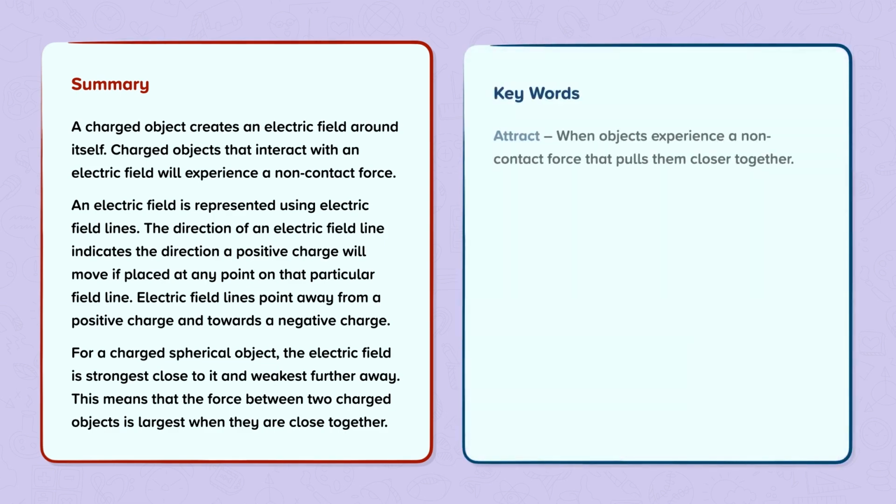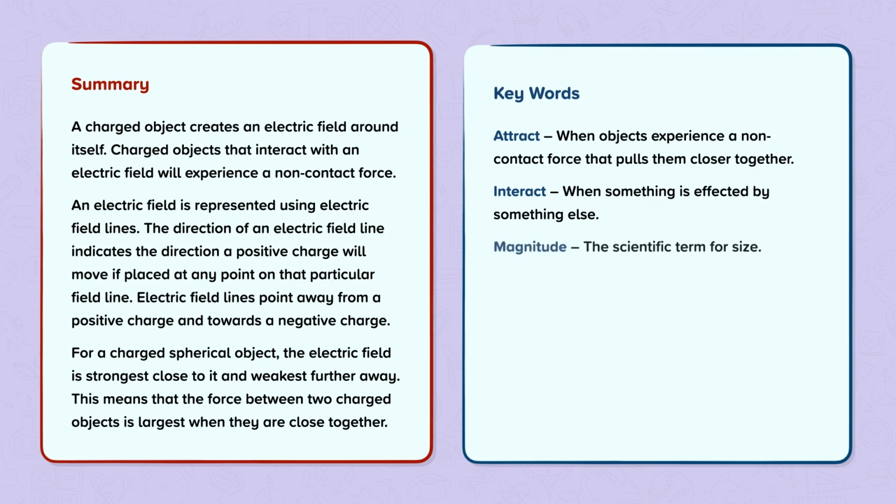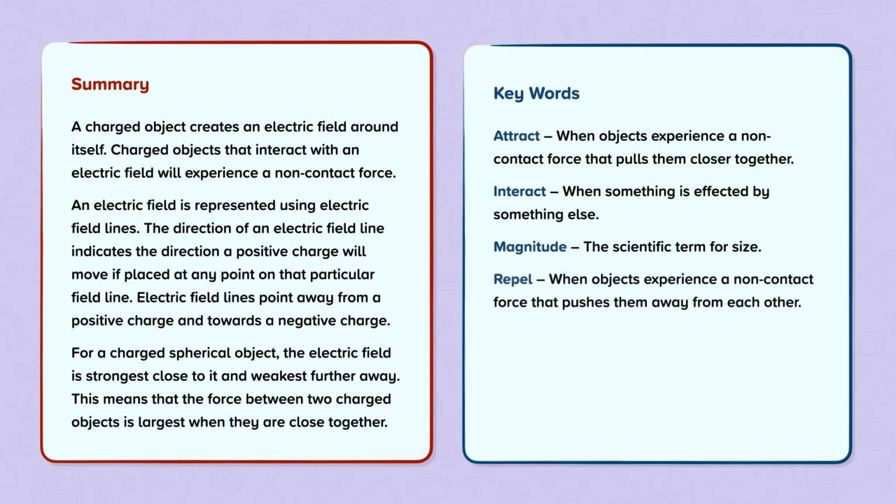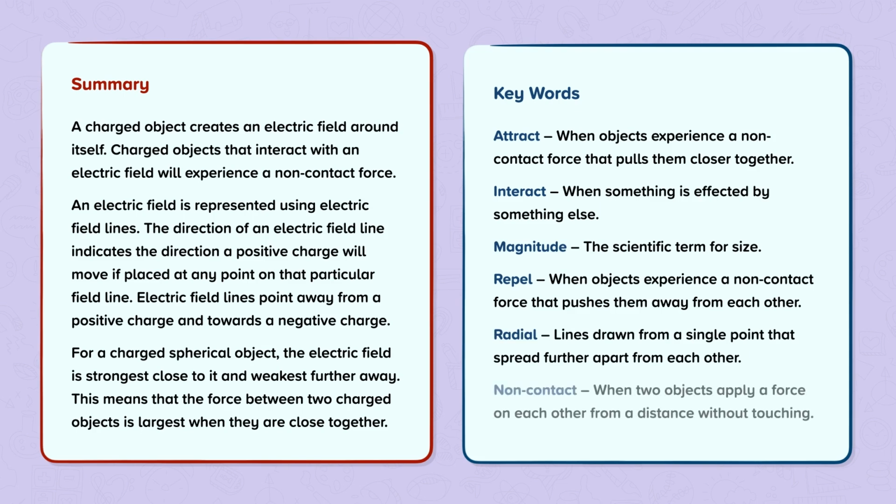Keywords. Attract, when objects experience a non-contact force that pulls them closer together. Interact, when something is affected by something else. Magnitude, the scientific term for size. Repel, when objects experience a non-contact force that pushes them away from each other. Radial, lines drawn from a single point that spread further apart from each other. Non-contact, when two objects apply a force on each other from a distance without touching.